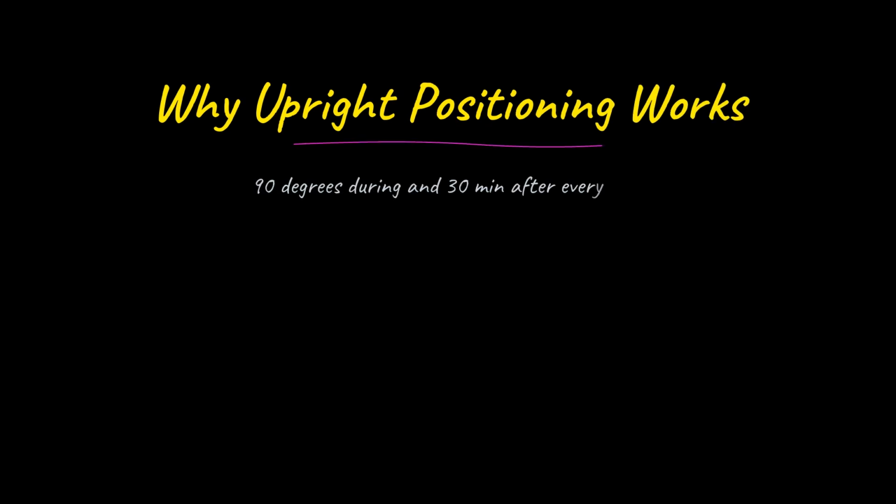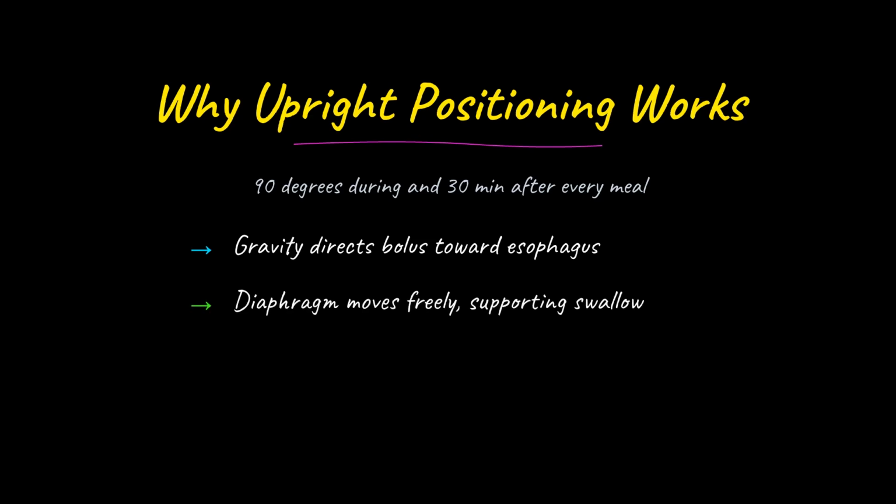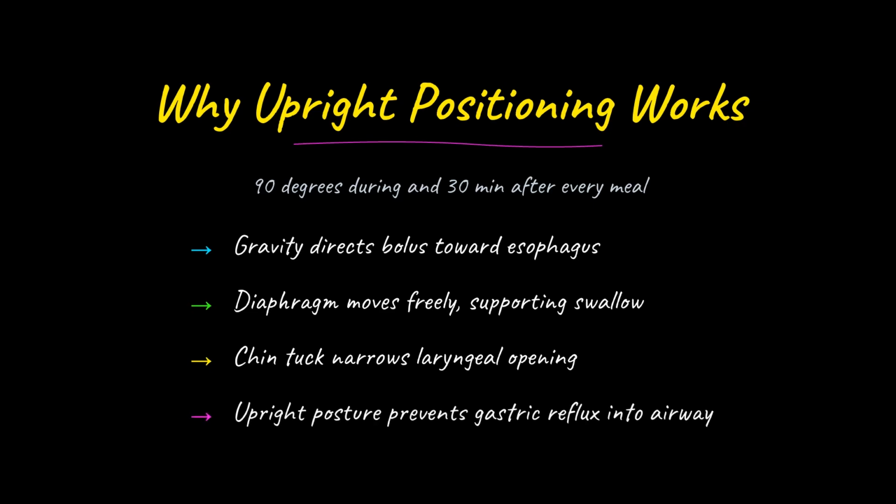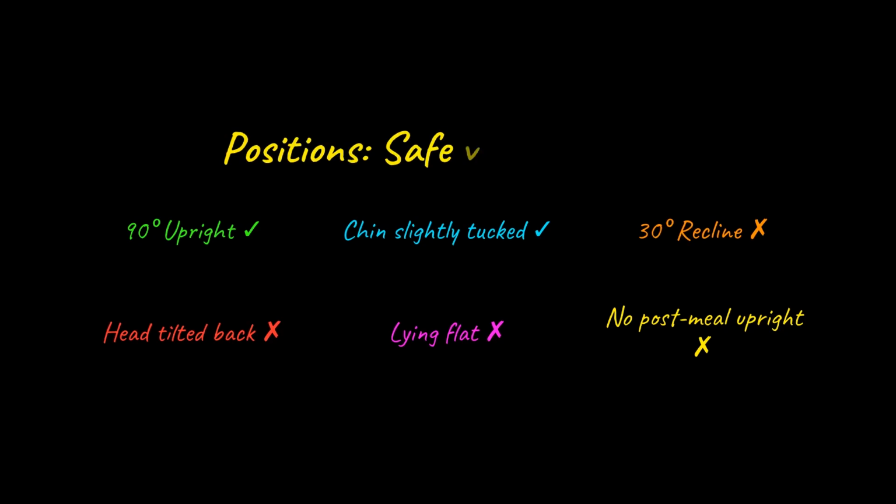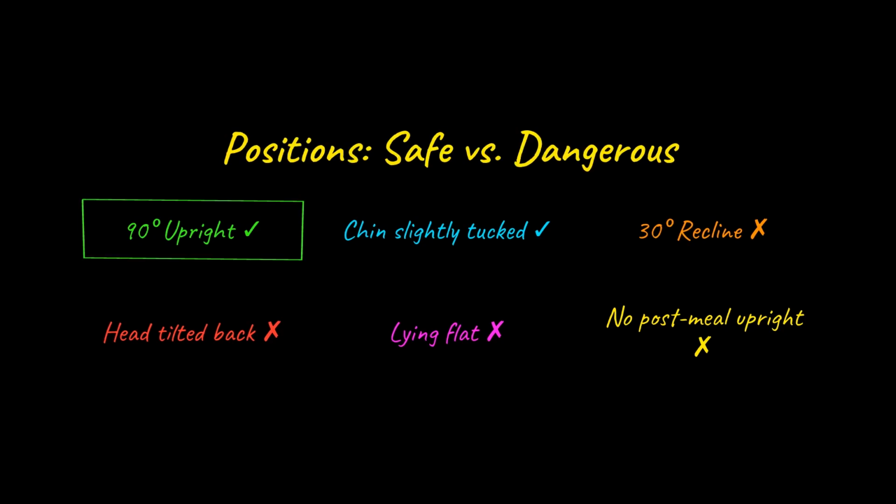Sitting fully upright at 90 degrees does three things at once. Gravity pulls the bolus downward toward the esophagus. The diaphragm can move freely to support the swallow, and a slight chin tuck narrows the airway entrance. Staying upright for 30 minutes after eating also prevents gastric reflux from bringing food back up before the lower esophageal sphincter has fully closed. Exam questions often test whether you can reject the wrong positions.